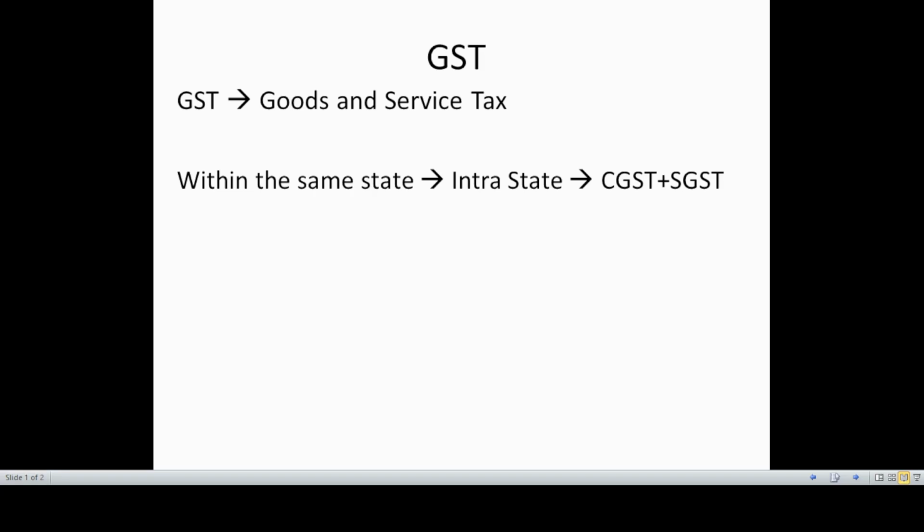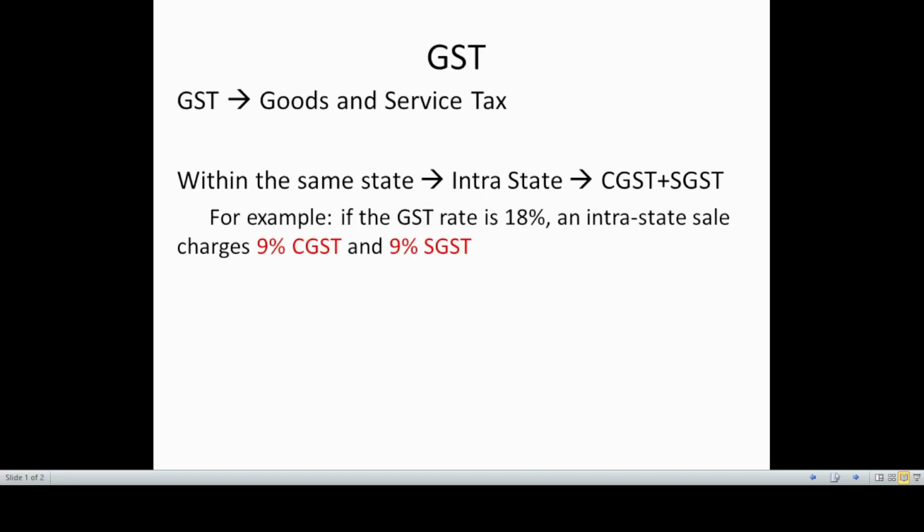In that invoice, GST is divided into two parts. One is CGST, that is Central Goods and Service Tax. Another one is SGST, that is State Goods and Service Tax. For example, if the GST rate for that product is 18%, we have to mention CGST 9% and SGST 9% in the invoice. If the sales is made to another state or outside the state, it is called interstate sales.